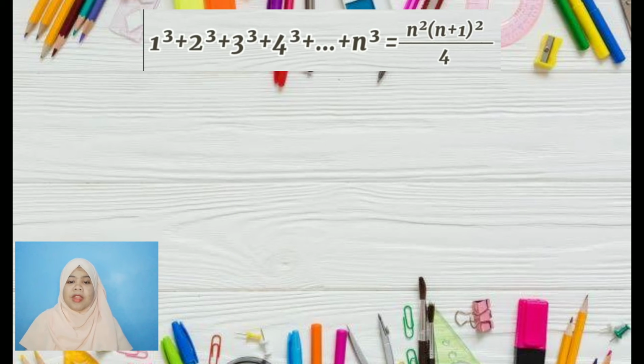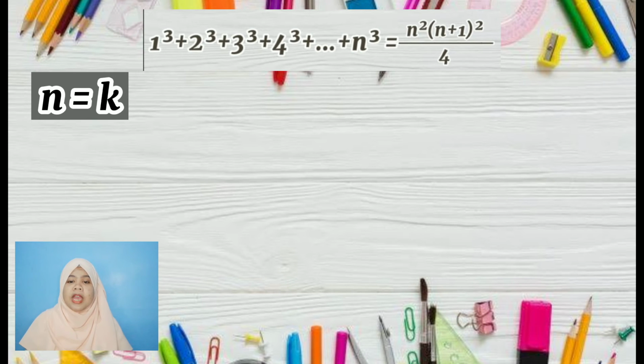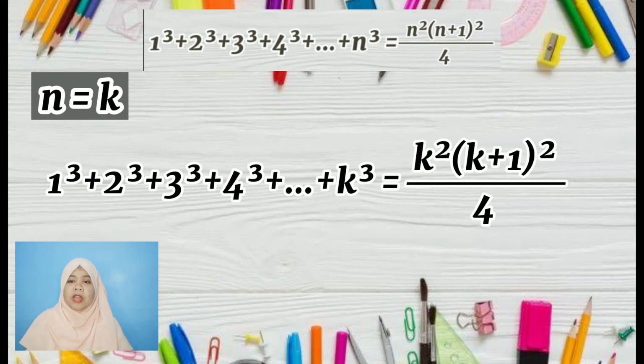We now assume that n is equal to k is true. So every n we have in the equation will be replaced with k. So we have 1 cubed plus 2 cubed plus 3 cubed plus 4 cubed plus ... plus k cubed is equal to k squared times (k plus 1) squared all over 4.